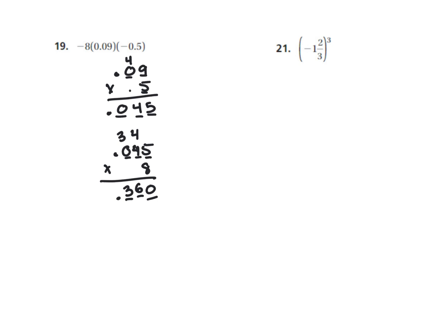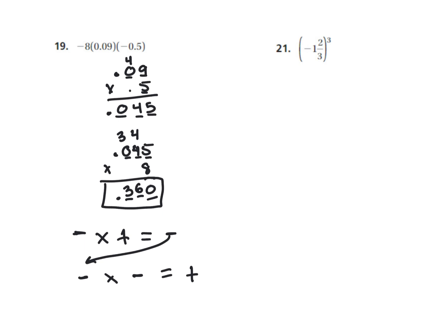But now we do need to figure out the sign. So let's look and say that we had the negative 8 times positive 0.09. So a negative times a positive is a negative. And now we take that negative, multiply it times another negative, because we had negative 0.5, and a negative times a negative is a positive. So that's how we end up with positive 0.360.